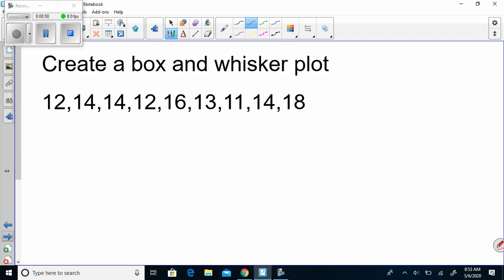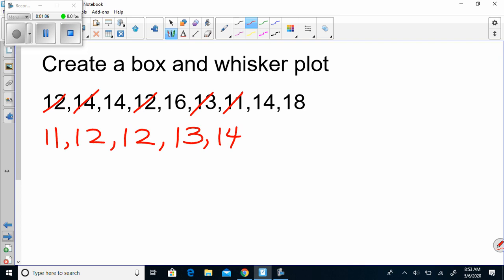So again, step number 1, put the numbers in numerical order. I look, I have an 11. Then I have a 12, a 12, 13, 14, 14, 14, 16, and 18. So see how I cross those out as I move along so that I don't miss any.